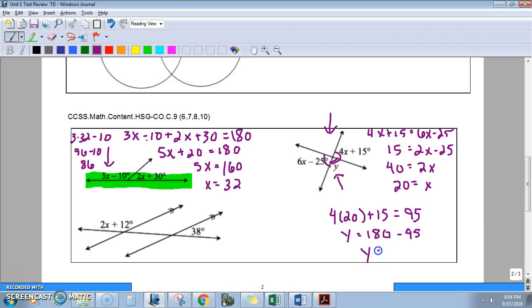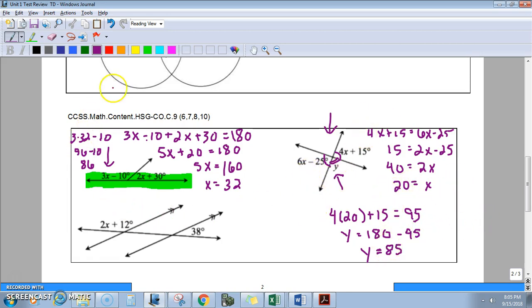So y is equal to, what's 180 minus 5? 95, you guys. Minus 90, 85. I really think that I want to say 85. Again, if that's wrong, call me on it. I'll give you a prize. So x is 20, y is 85.